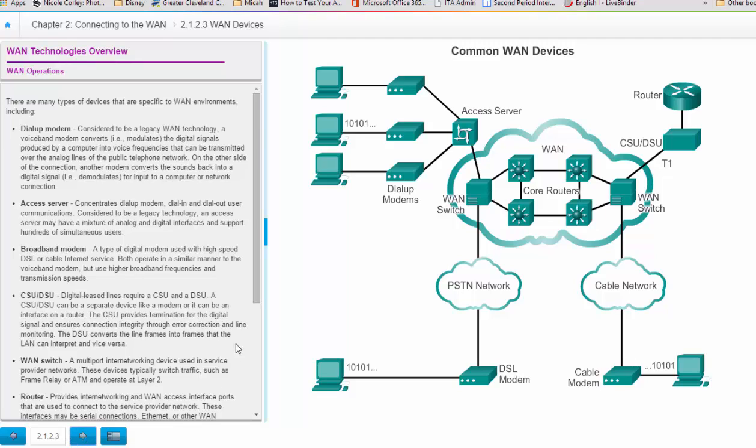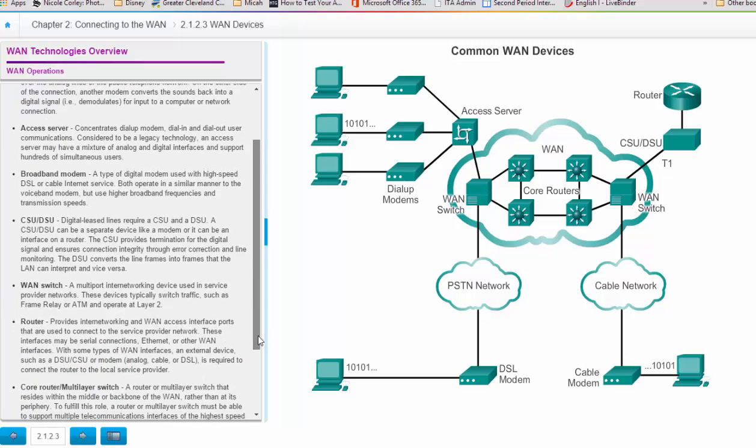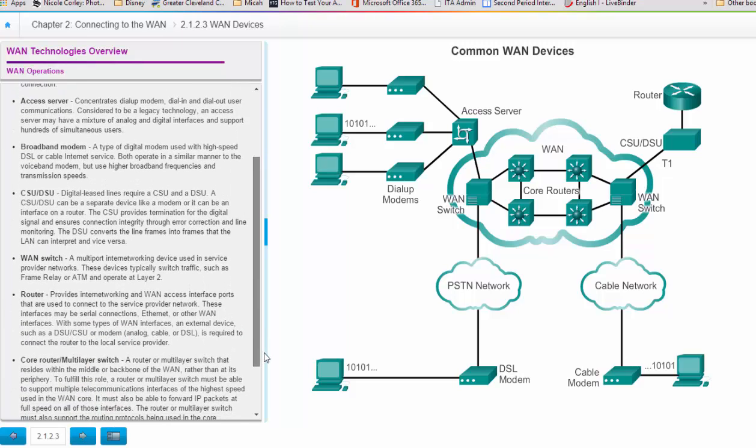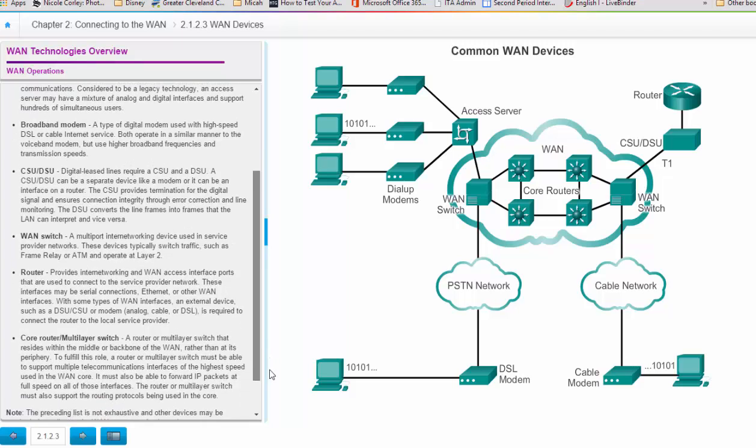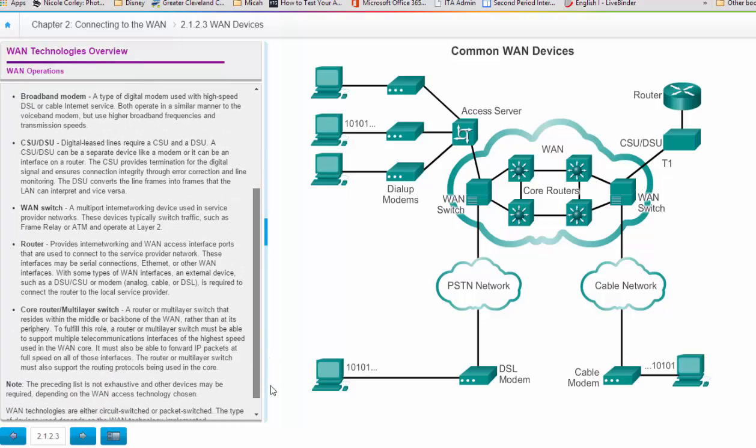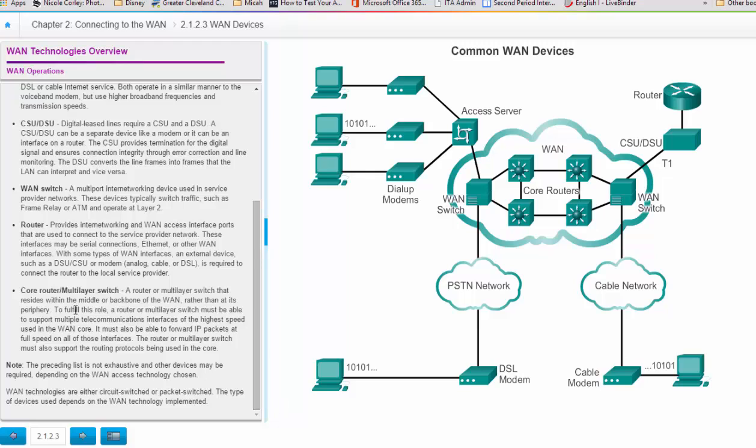You have your CSU, DSU. Your digital leased lines require a CSU and a DSU, and they can be a separate device like your modem, or they can be individual. You have your WAN switch, you have your router, you have a core router, and a multi-layer switch. These are just some of the devices. There are other ones that exist, but this is just a good overview.